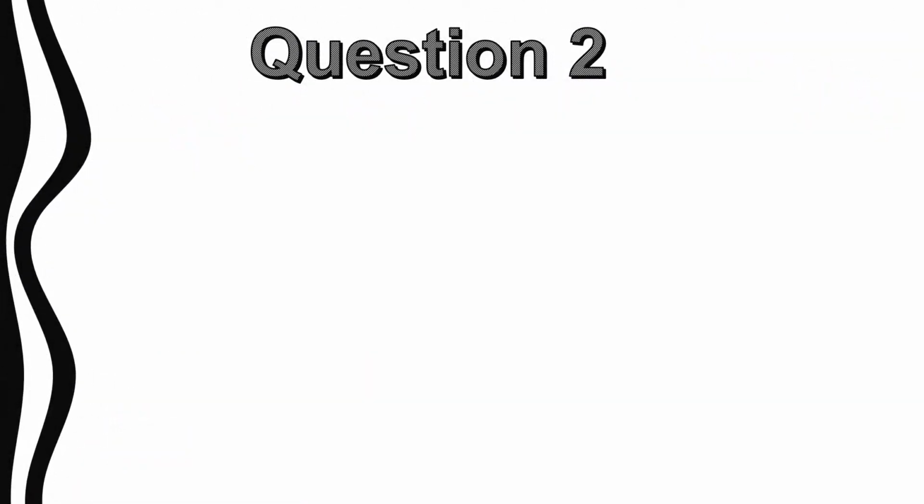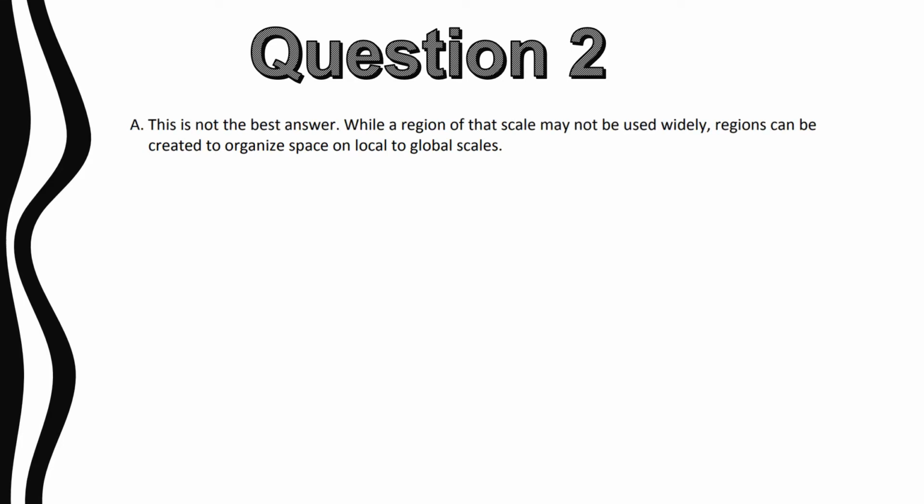Question 2 asks, can the table in the map be used to create regions based on population trends? If you had said no, regions cannot be made on a smaller scale than Eastern Europe, I'm not sure what made you think that. What made you think that there were certain scales regions can be created on? This is not the best answer. While a region of that scale may not be used widely, regions can be created to organize space on local to global scales, meaning even if we are just looking at Armwood High School, we can create regions.